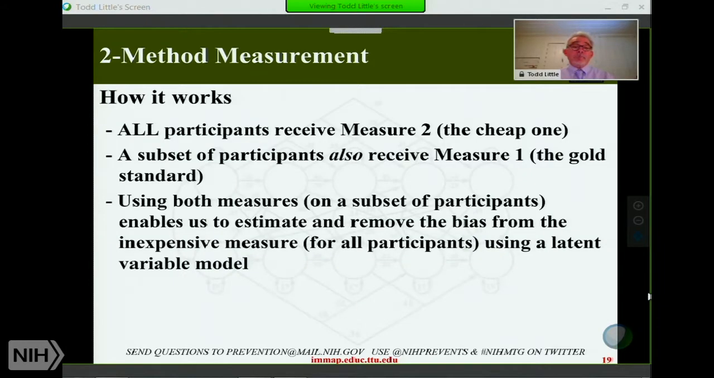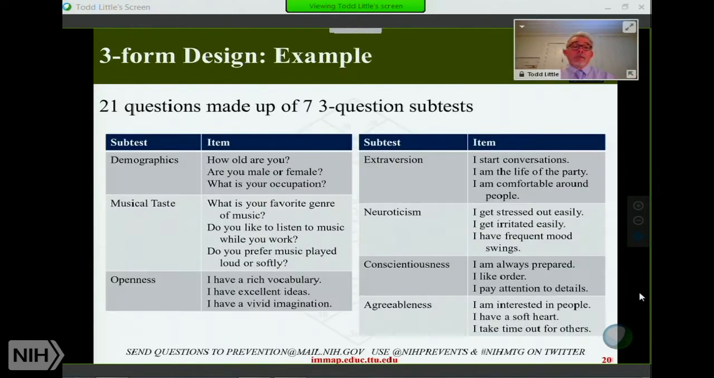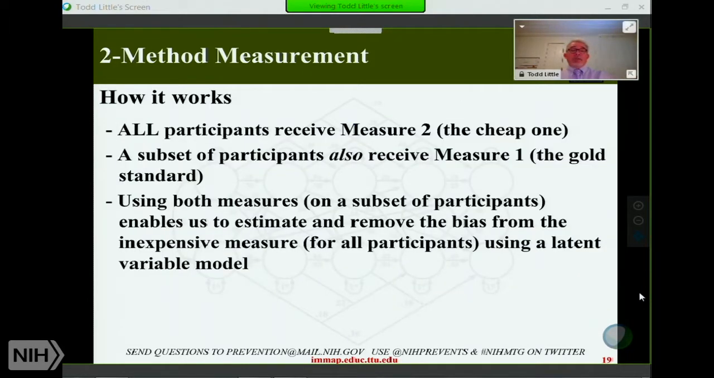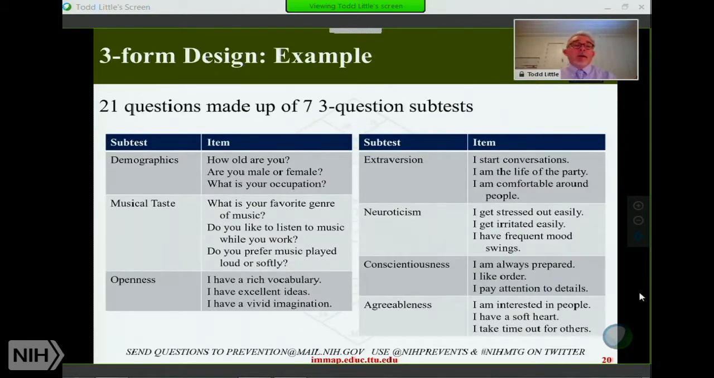So as a quick example, let's see here. I'm sorry, this slide, the two-method design is out of place. Sorry, I'll put that back.